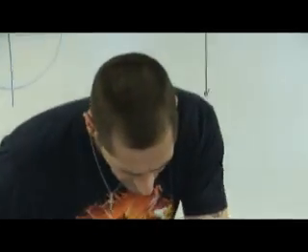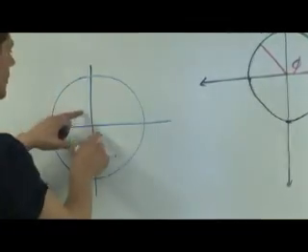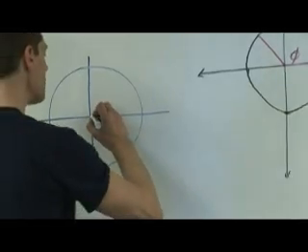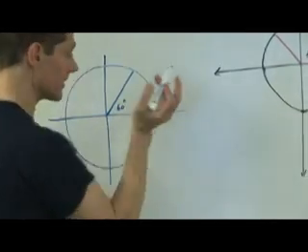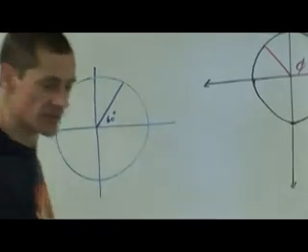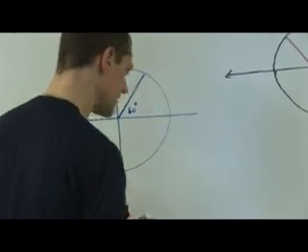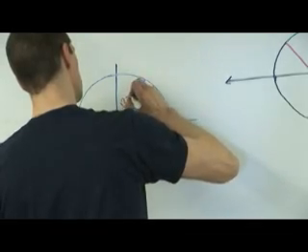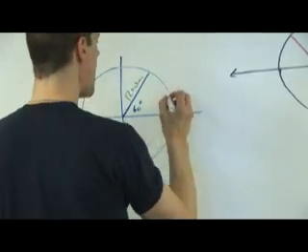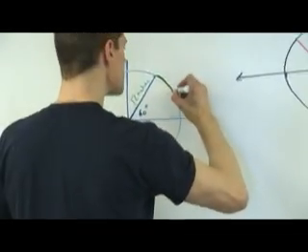Actually, what am I still finding? Arc length? Yes, I'm finding the length of an arc. Here's 90 degrees, here's 45. I'm just going to make this up. This is about 60 degrees, something like that. I was told that this radius is 12 inches, and they want me to figure out this arc length.